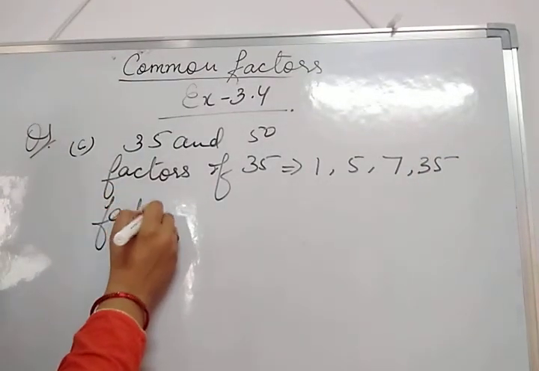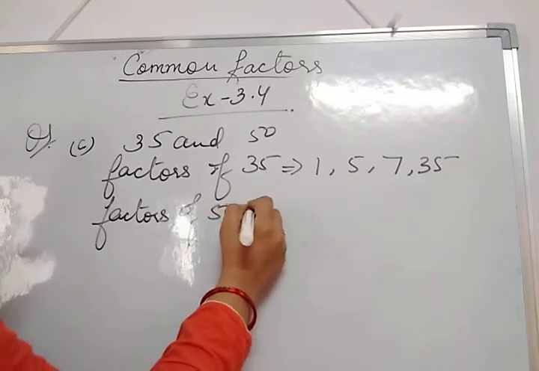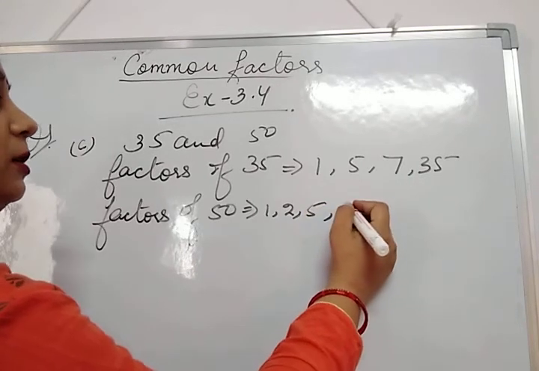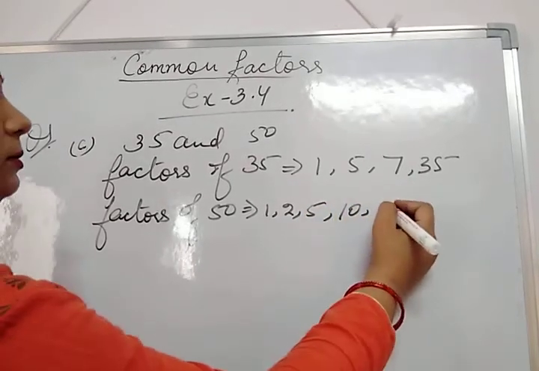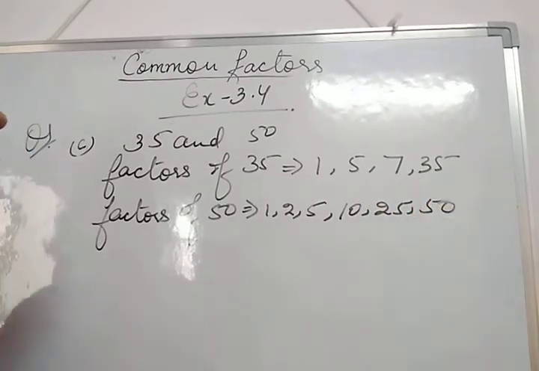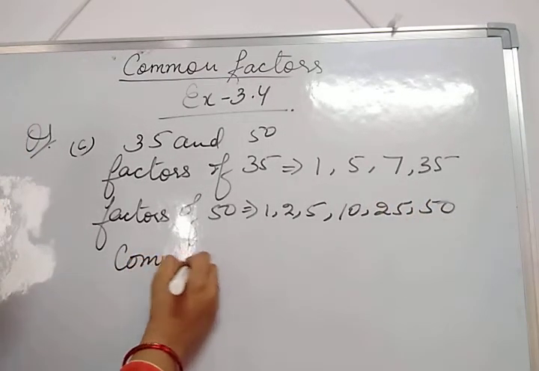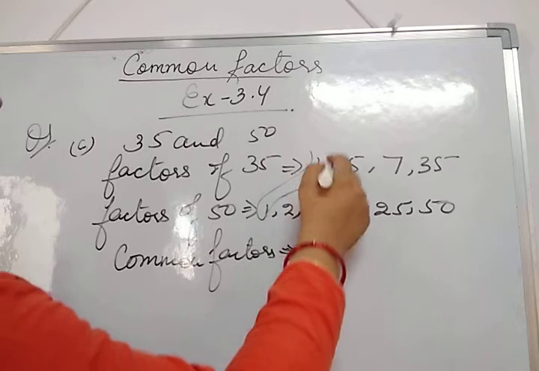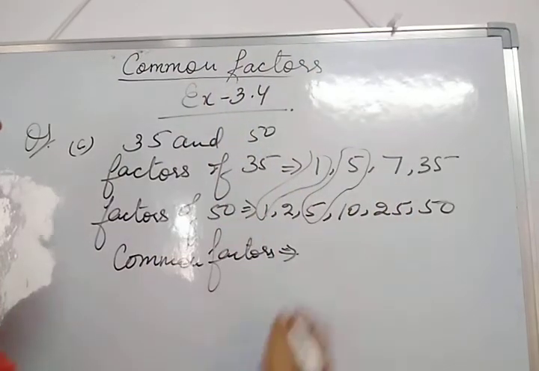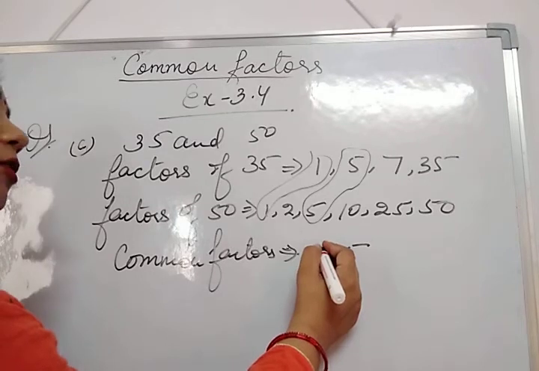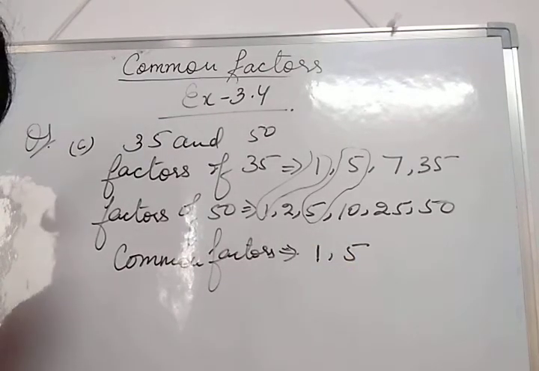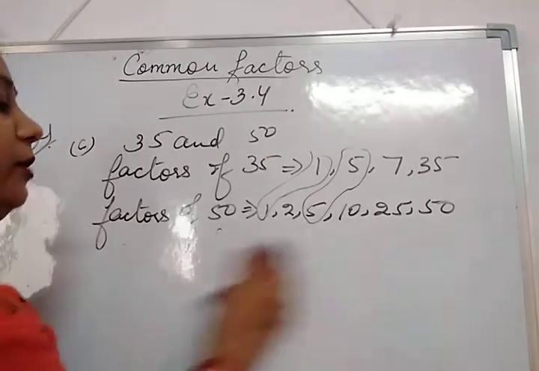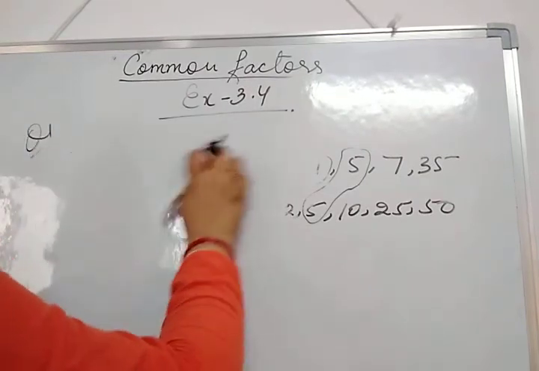What are the factors of 50? That is 1, 2, 5, 10, 25 and 50. So what are the common factors? The common factors are 1 and 5. 1 will always be a common factor because 1 is a factor of every number. Okay, so by this method we can find out the common factors of the given numbers.